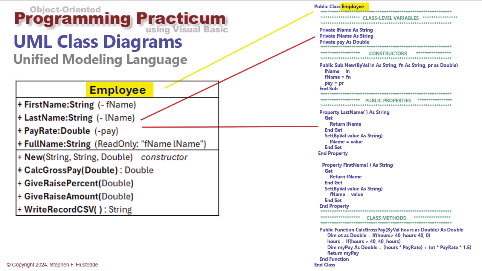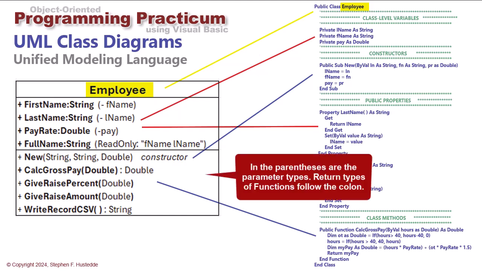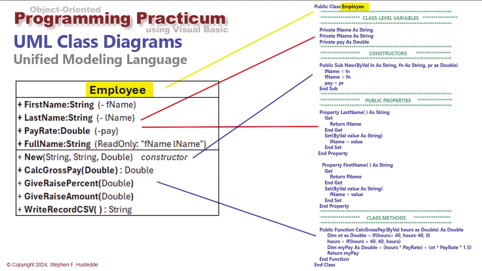Then in the third bottom box of the UML diagram are our methods. And I included the constructor method here of new for Visual Basic. In other languages, it would be the name of the class rather than new. And then the methods that occur at the bottom. We saw the calc gross pay and the give raise percent and so forth. I don't always put the constructor in. It's just a given I'm going to create a constructor. But a lot of programmers do put that in for the methods.